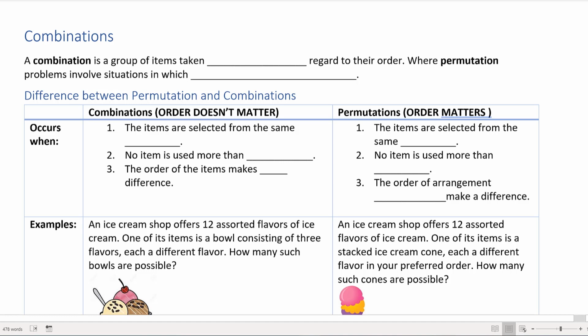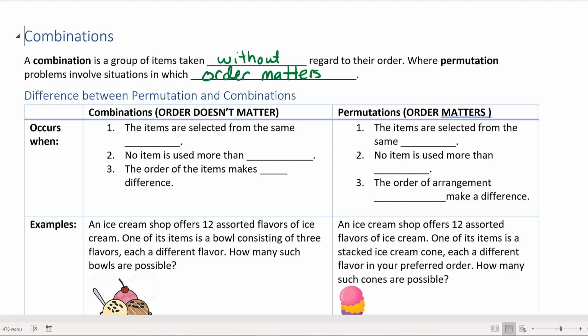Today's lesson is on combinations. A combination is a group of items taken without regard to their order, where a permutation problem involves situations in which order does matter. So those are the differences between permutations and combinations. Combinations are where order doesn't matter, and permutations are where order does matter.